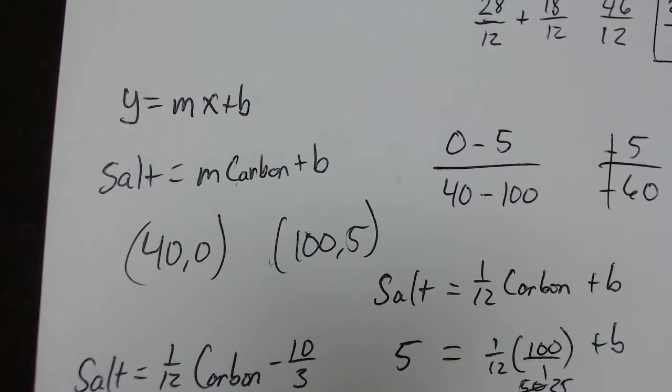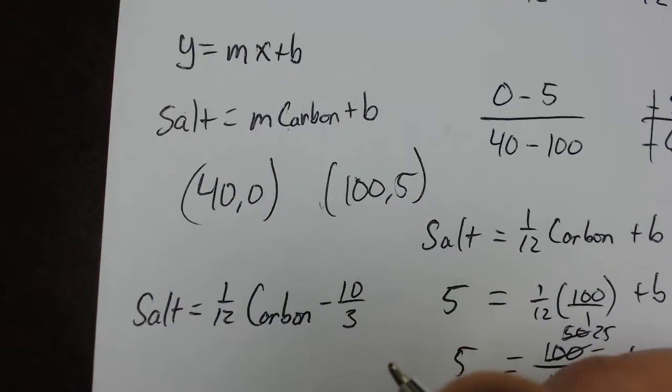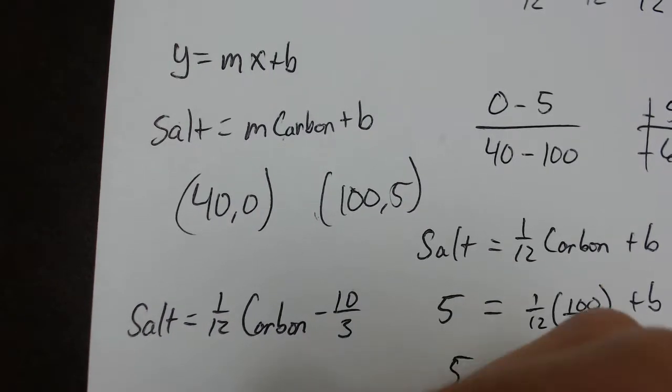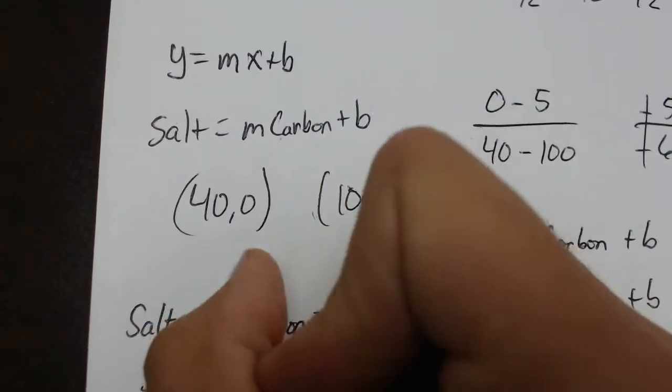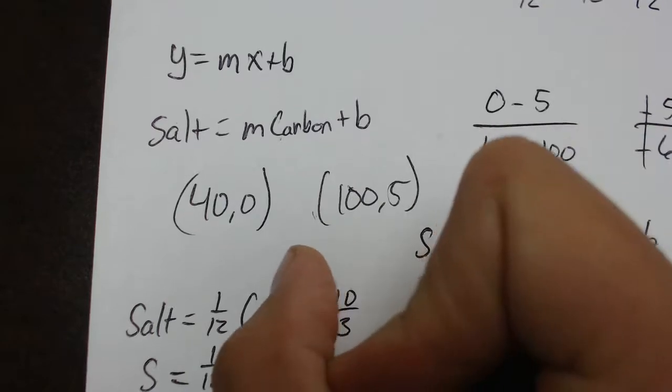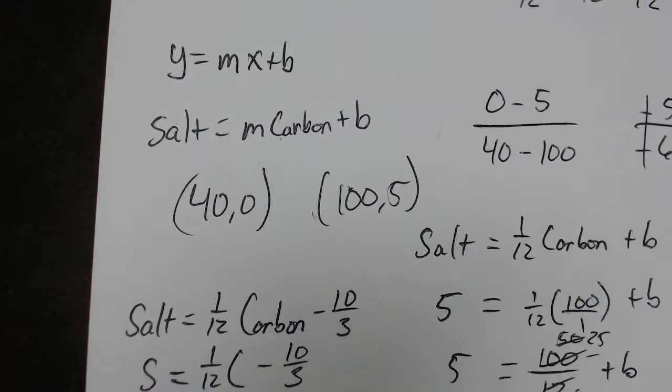Let me see here. Yep, and that'll be it. One thing is that the book will abbreviate this. Instead of using the whole words salt and carbon, they'll just put S and C. So salt will equal 1/12 times C minus 10 over 3.